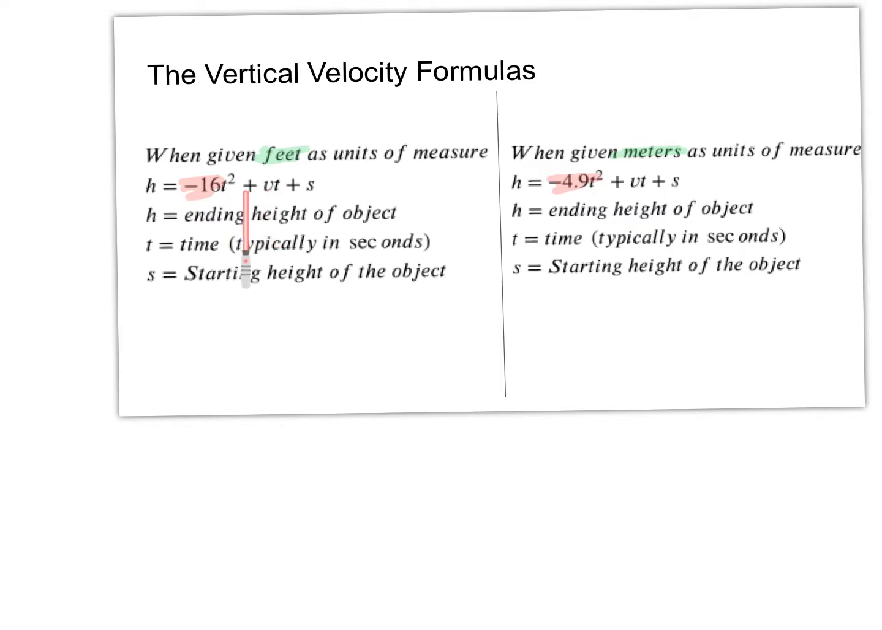The T, I've got two T's here, stands for the time. Now the time in most cases in these problems is going to be given in seconds, because our vertical velocity is going to be given typically in feet or meters per second. Then our vertical velocity, the V, is given in either feet per second or meters per second. That's the strength with which we are throwing something into the air. So we're going to defy gravity with it for a little while before gravity eventually wins out.